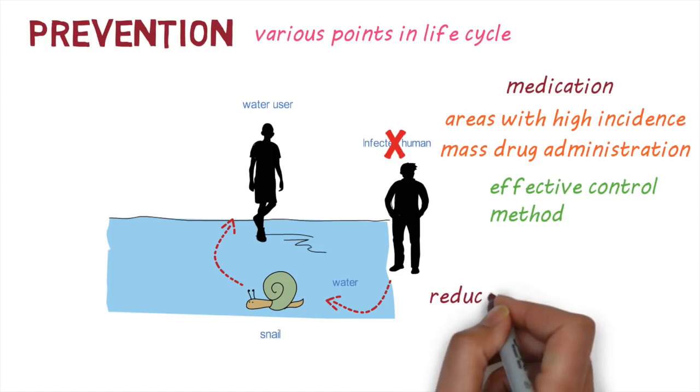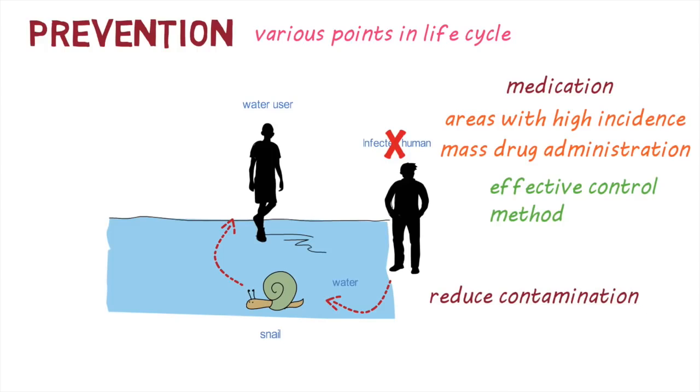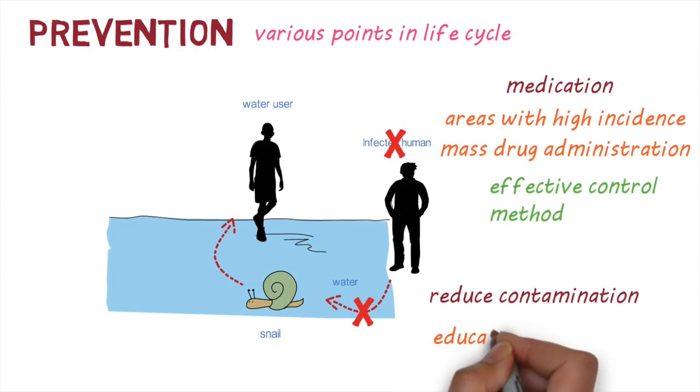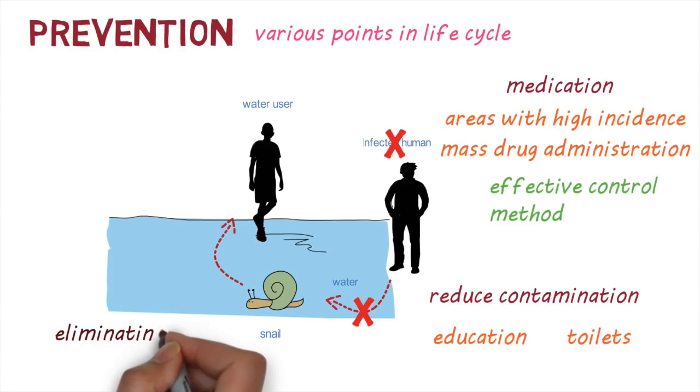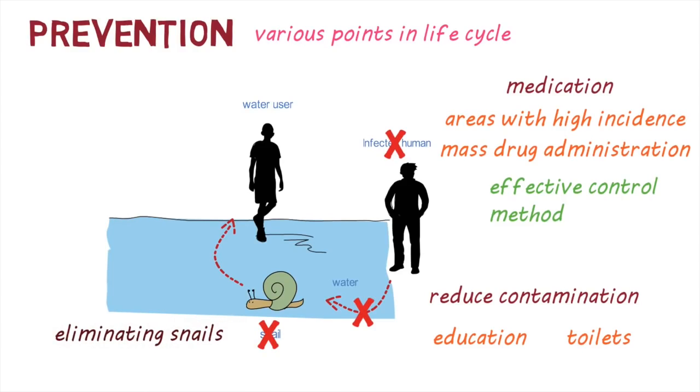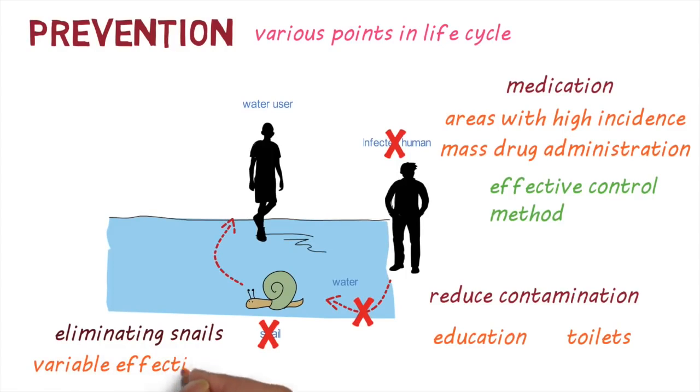Another approach is to reduce the contamination of water. This involves activities such as educating people on proper sanitation and providing necessary facilities such as toilets. Some countries have tried to eliminate snails by using chemicals or biological control methods. Their effectiveness has been variable.